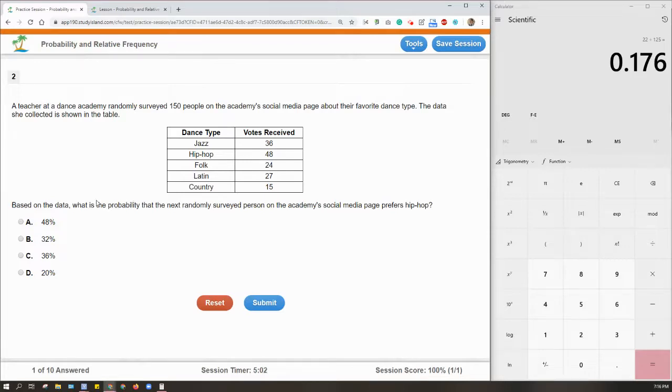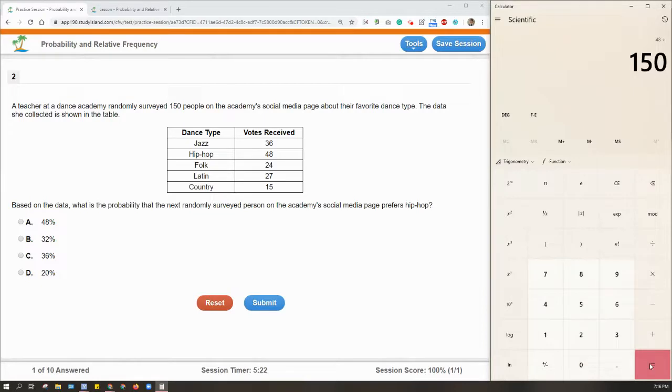Based on the data, what is the probability that the next randomly surveyed person on the academy's social media page prefers hip hop? Okay, how many people chose hip hop? 48, out of how many people total? 150. So to find the probability, we do 48 divided by 150.